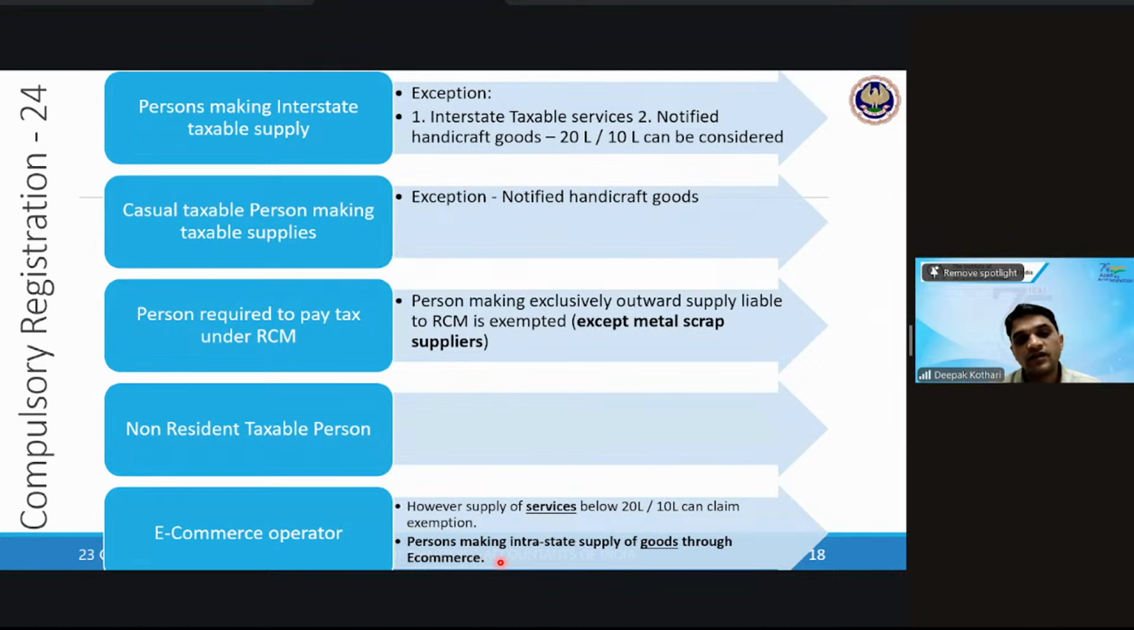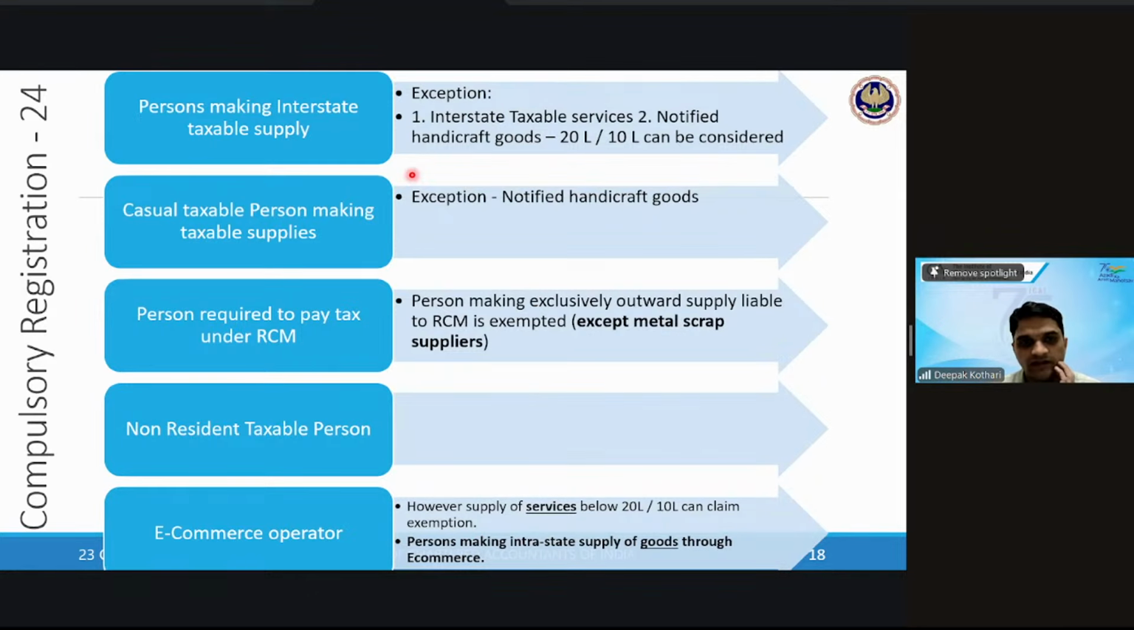Second exception is persons making intrastate supply of goods. Now, persons who are making intrastate supply of goods, this I've highlighted in bold because this is a new entry. Whenever there are any new additions, then definitely you can expect some question from that. The second one says that persons making intrastate supply of goods through e-commerce. So if you are making any intrastate supply of goods through an e-commerce operator, then also you don't have to register.